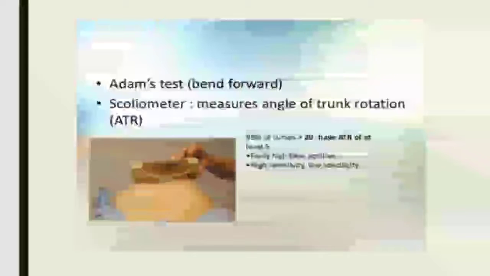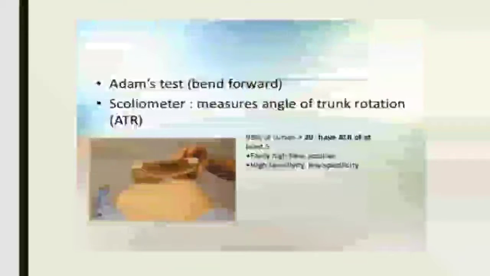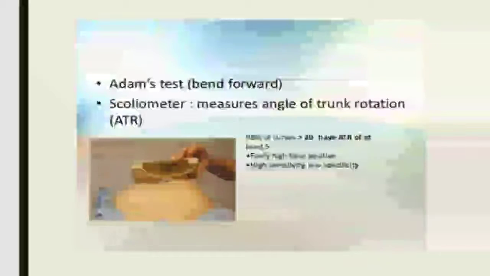Adam's test: bend forward. The scoliometer measures the angle of trunk rotation. 98% of curves of more than 20 degrees have an angle of trunk rotation of at least 5. Fairly high false positive rate. High sensitivity, low specificity.